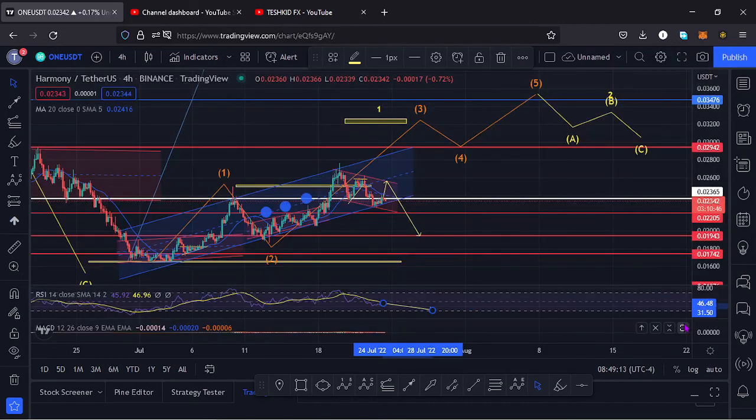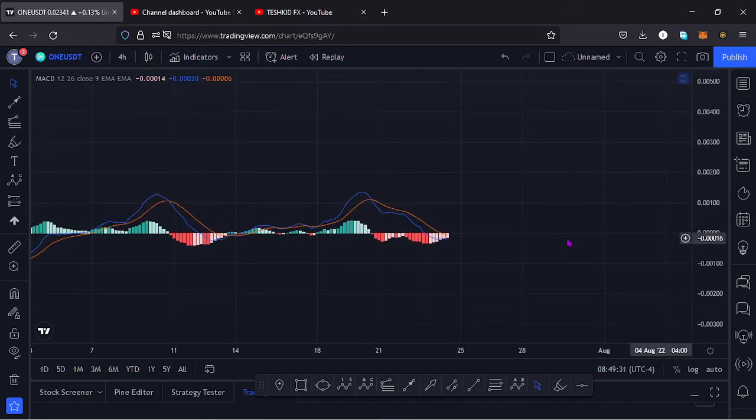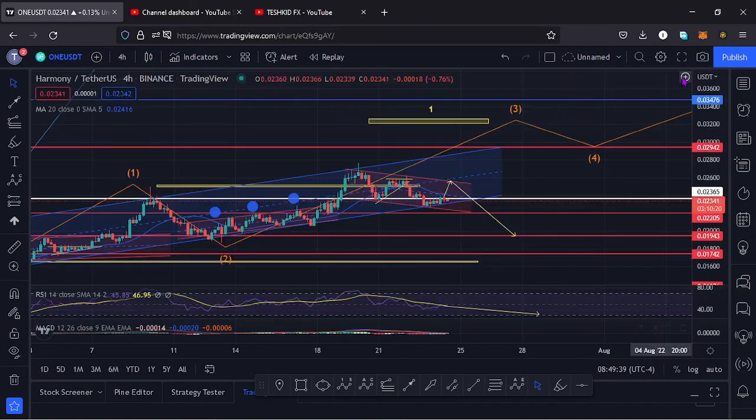On the MACD, it seems like we are losing the selling volume here, and soon we might see a print of a bullish cross. So let's be patient and see what will be printed here on the MACD, so that we can get an idea of what might play out next on our charts.